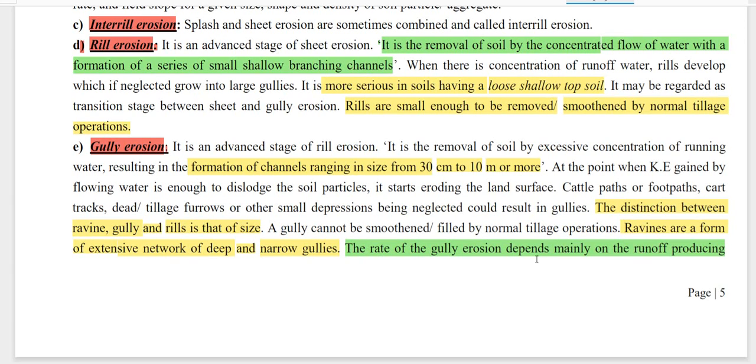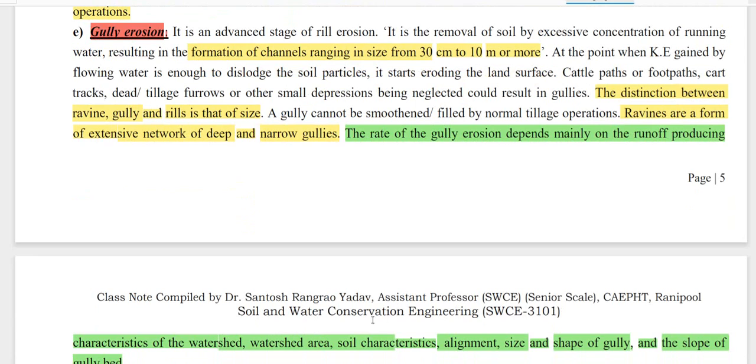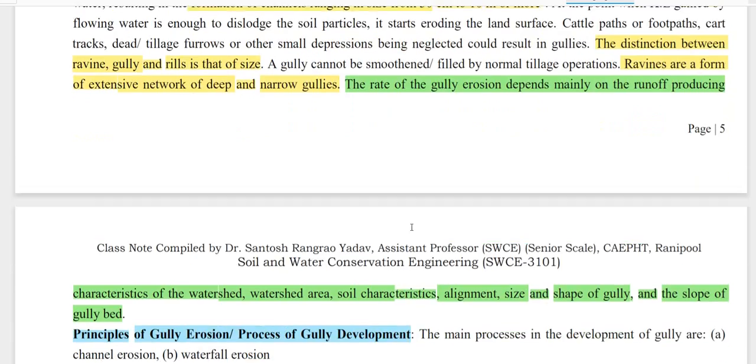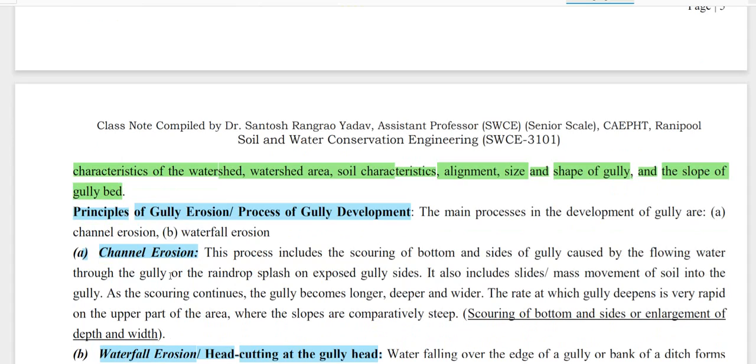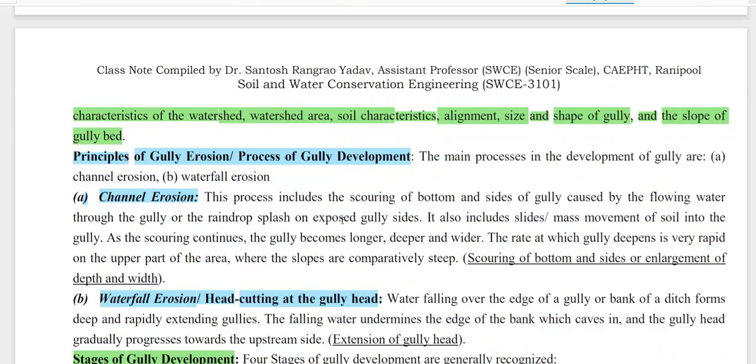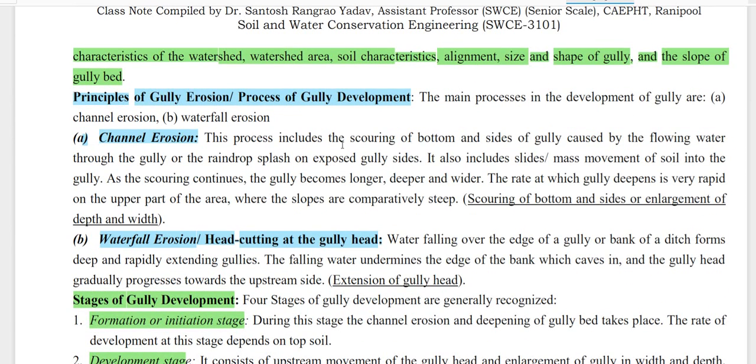The rate of gully erosion depends mainly upon the runoff producing characteristics. Whatever characteristics of the watershed produce the runoff, gully erosion will depend on them: the watershed area, soil characteristics, size and shape of the gullies, and slope of the gully bed. Now see the principles of gully erosion, or the process of gully development. The main processes of gully development are channel erosion and waterfall erosion. These two processes happen in gully erosion.